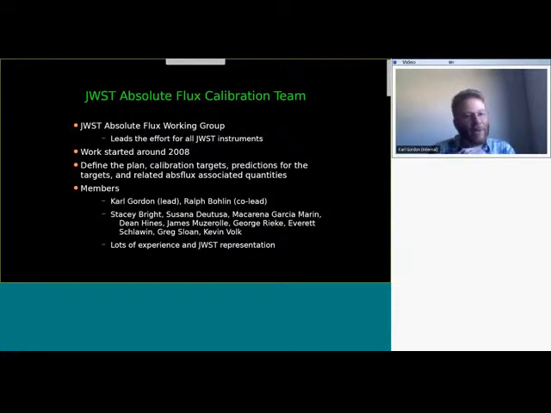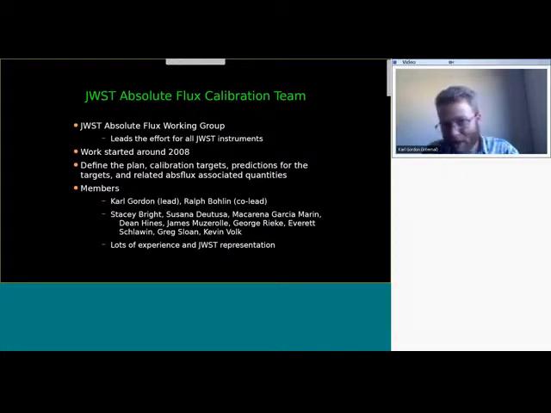So now more in detail about the absolute flux calibration plan for JWST, but I want to point out this is not me. There's actually a large group of people who've been working on this. Of course, this is a NASA thing, so we have a working group. This is the JWST Absolute Flux Working Group. It leads the effort for all instruments, and one of the nice things we were able to do getting in early is do it all as one unified program and not have separate programs by instrument. The JWST instrument teams have this, and I think it makes sense.